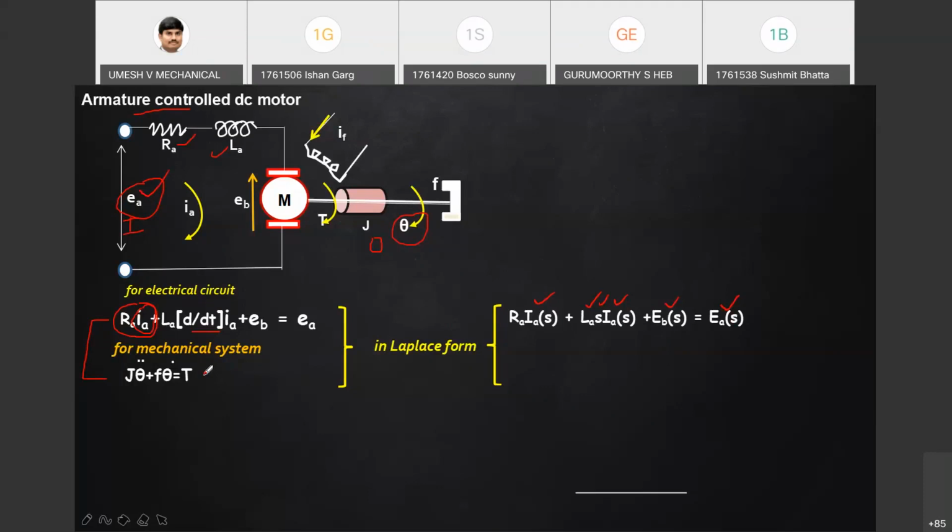And for the second, mechanical equation, J is constant, the polar moment of inertia of the given shaft. Now theta is the variable, so theta of S. Because it is the second time derivative of theta, you get S square. So J S square theta of S, and for damping, theta dot is there, so S will come. F into S into theta of S equals the applied torque T of S. These are the basic Laplace equations obtained from the differential equations.